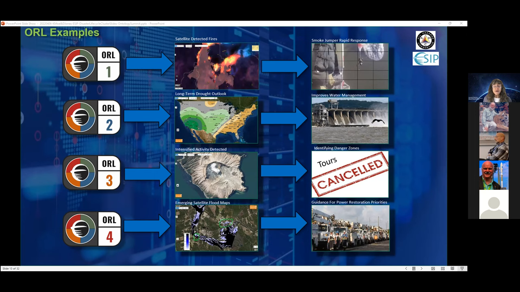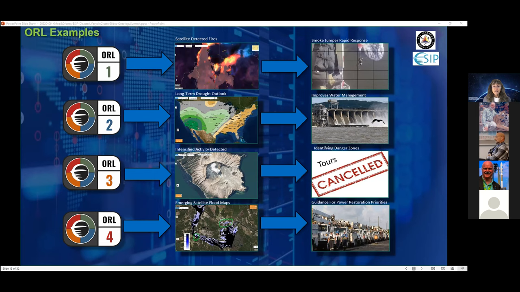In 2019, this volcano had unexpectedly erupted. However, the seismic sensors around the perimeter had the data, but the tour companies did not have that information. And tragically, there was a tour group, and many people lost their lives because of that lack of information.